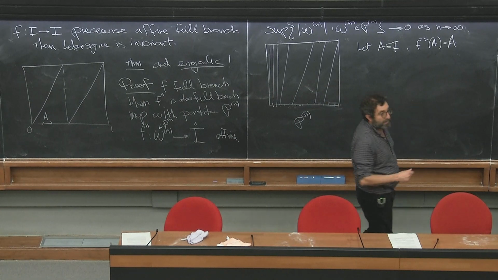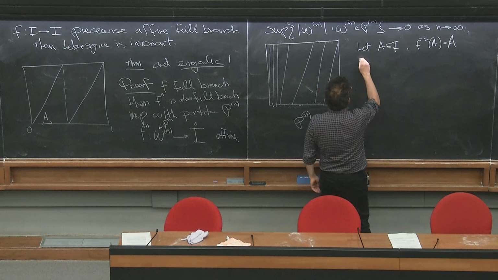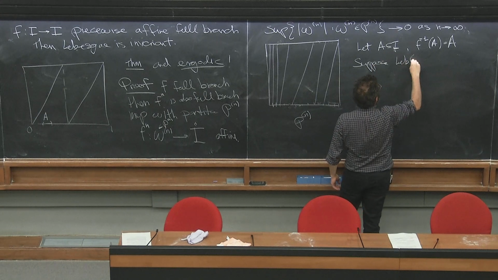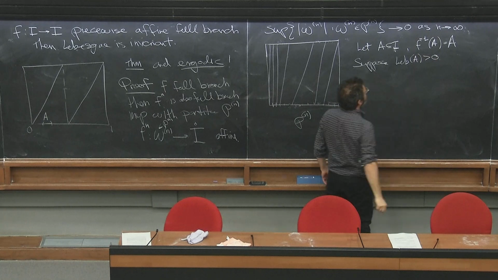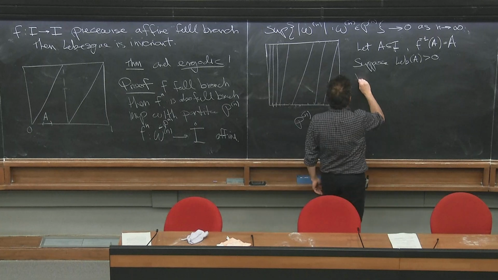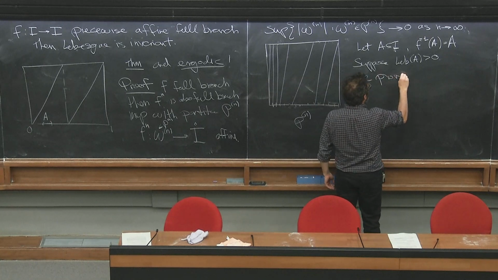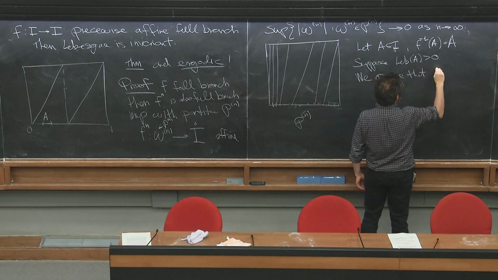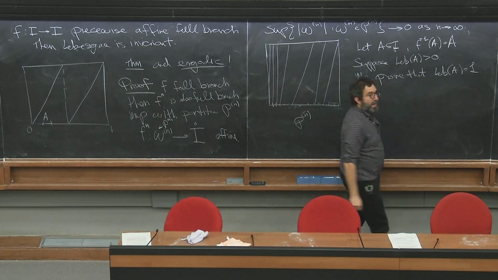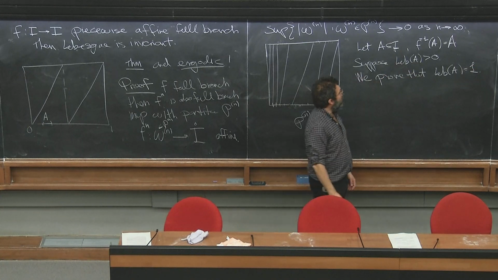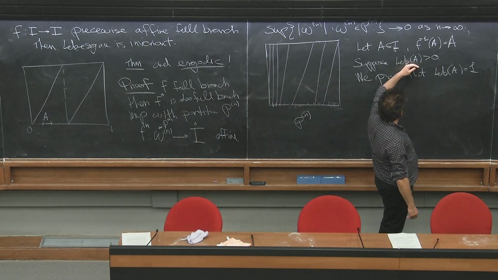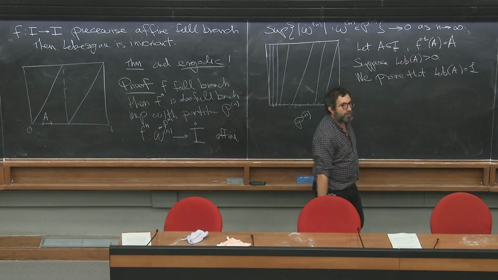So we're going to assume that it has positive measure. So suppose that the Lebesgue measure of A is positive, and then we will prove that it has full measure. This implies ergodicity, right? Because it says that A can only have either zero or full measure. So if we assume it's got positive measure, we prove it must have full measure. So those are the only two options.